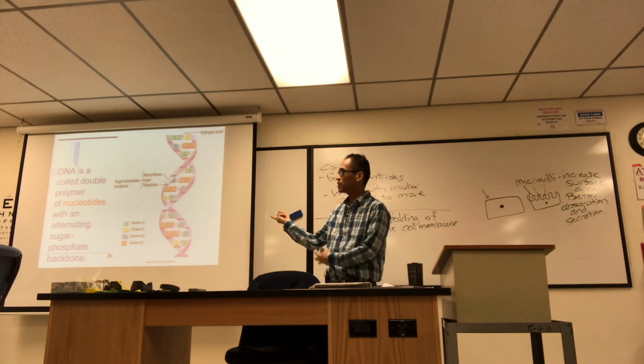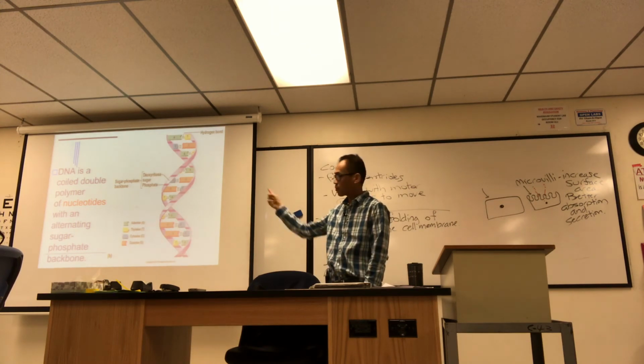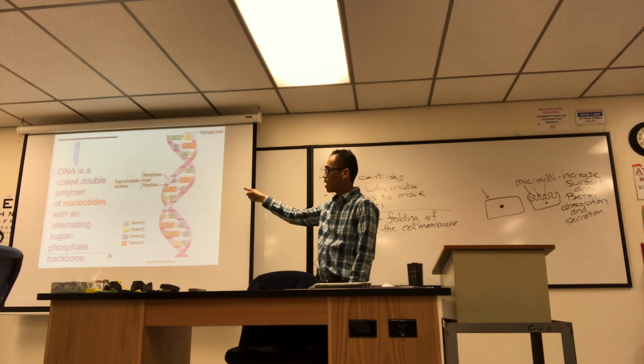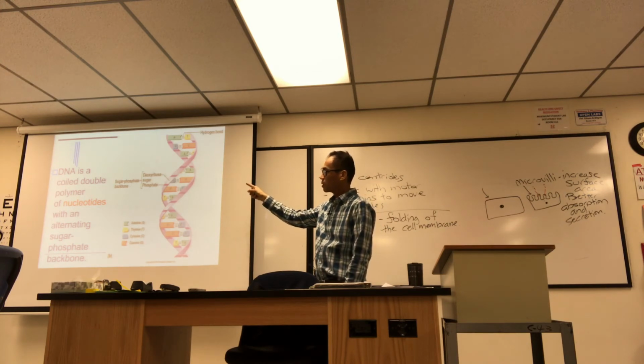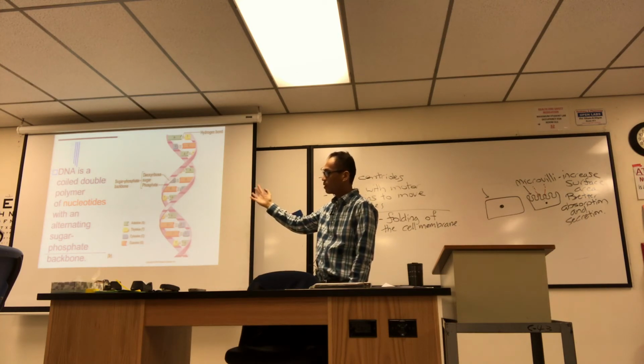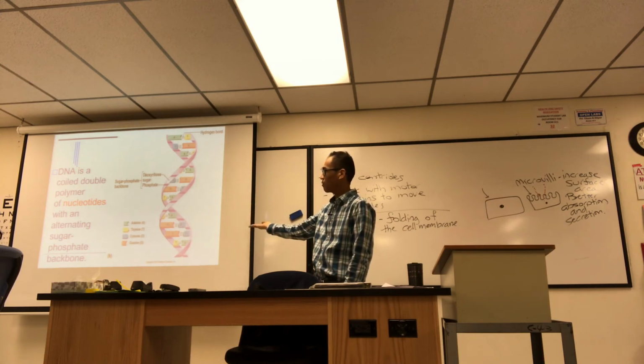So here's a picture from your textbook. Okay. The quote is from the paper. It says, DNA is a coiled double polymer of nucleotides with an alternating sugar phosphate backbone. So that's his description of this molecule, of the model that he made. Okay, let's break it down.